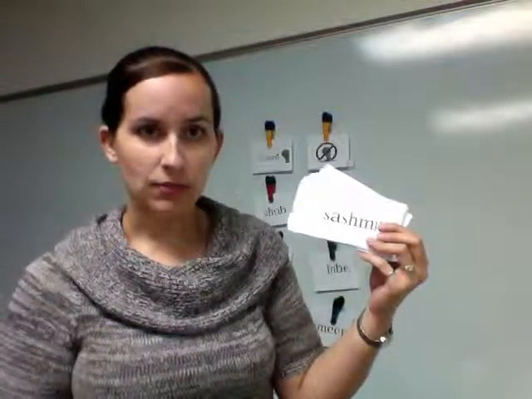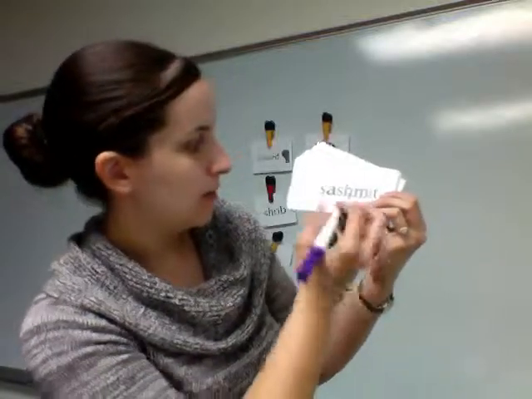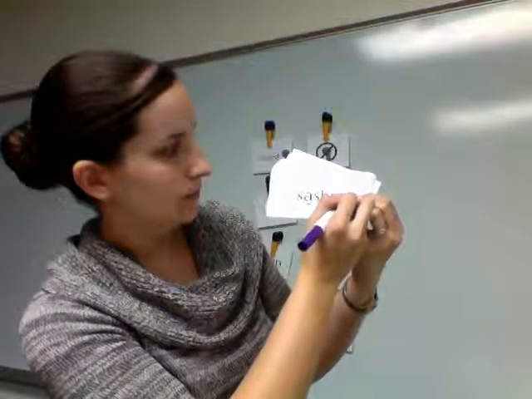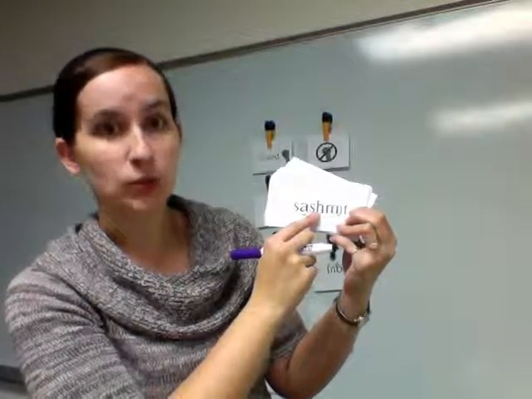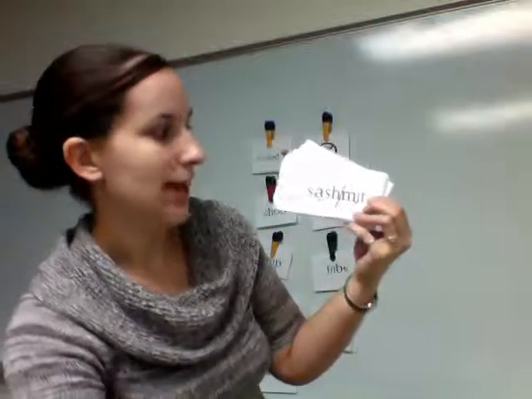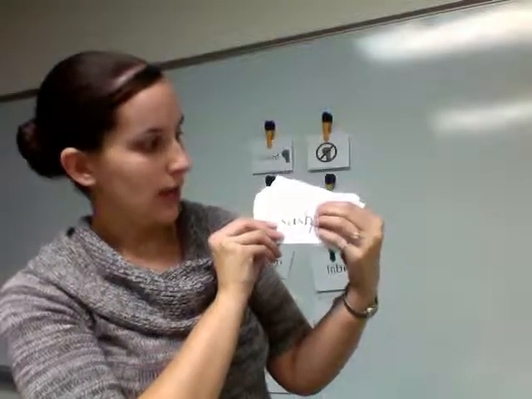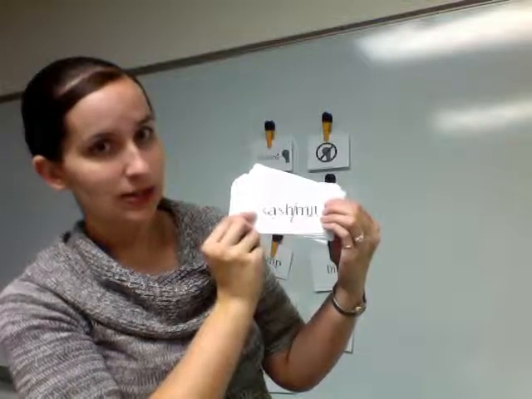Now it doesn't always have to be that the blend or digraph goes on the second syllable. In this case, when I find my two vowels, I have S-H-M. I know that S-H makes one sound, sh, so I'm going to keep that together, and I'm going to split the S-H and the M apart. Now when I read it, sash, mit, sashmit.